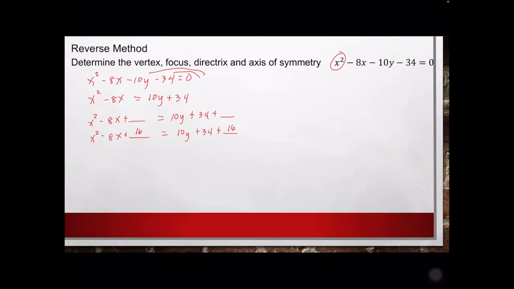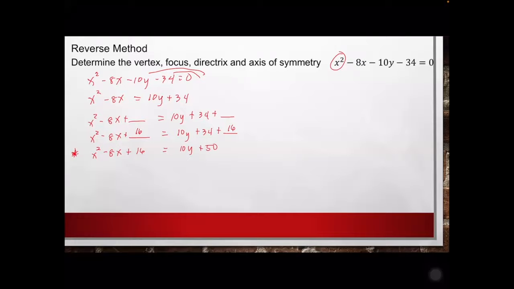So, magkakaroon tayo ng x squared minus 8x plus 16. Paano naging 16 yan? Ginagamit na natin last time pa kung paano naging 16. So, 10y, then 34 plus 16. What is 34 plus 16? Mendoza. 50. Okay, so this is 50. So, plus 50. Itong part na to, ay gagamitan natin siya ng square of binomial.